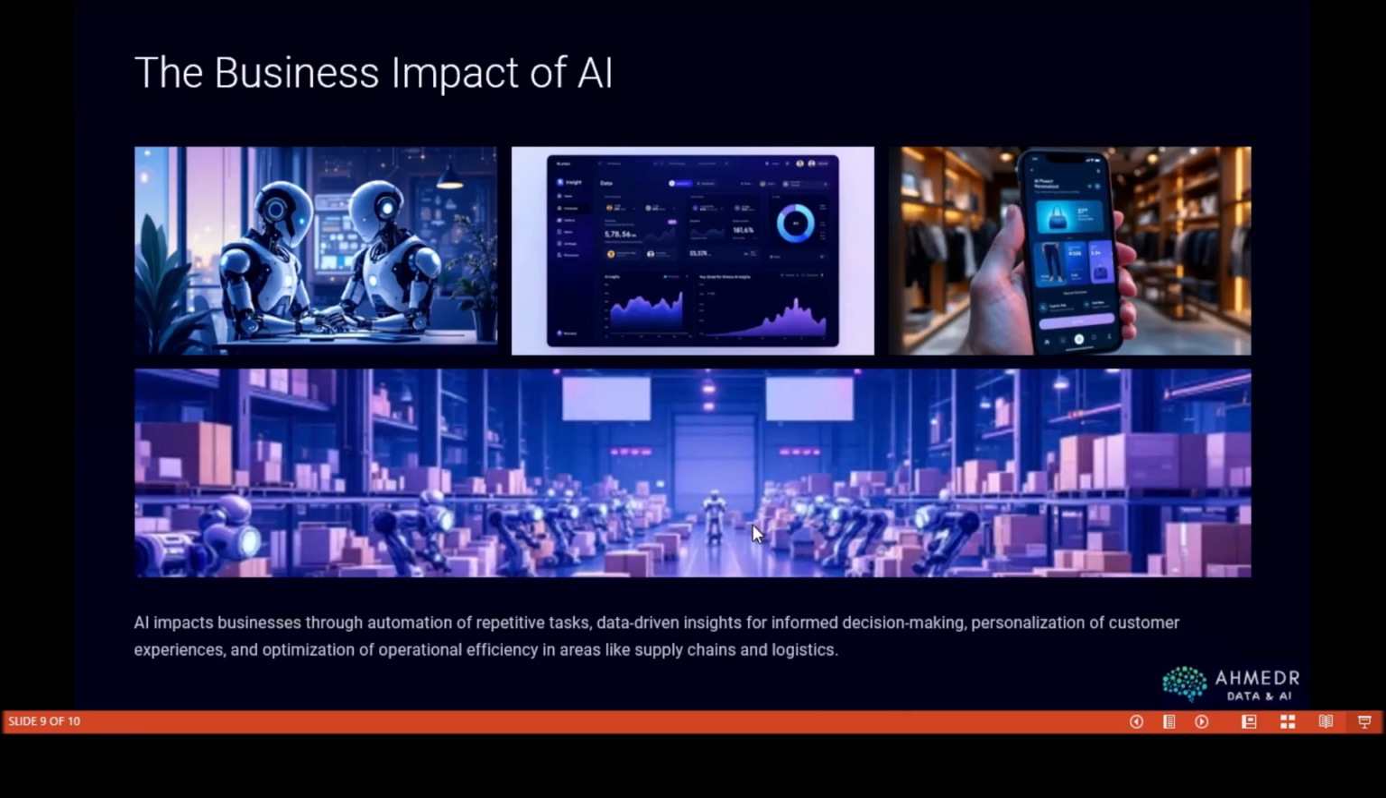So, what is the business impact of AI? AI has a massive impact on different businesses. For example, automation allows businesses to streamline operations by automating routine tasks. For instance, AI-driven chatbots can handle customer inquiries and reduce the need for human support.